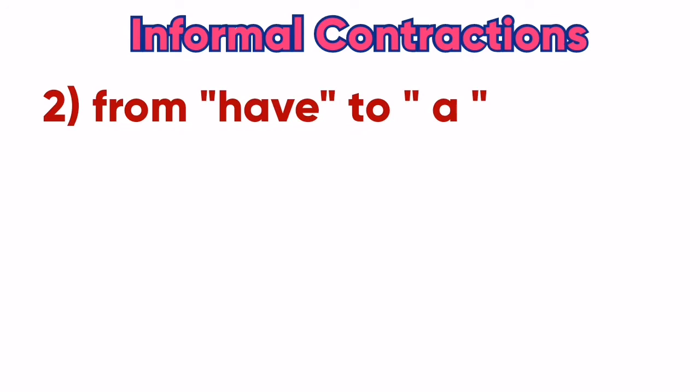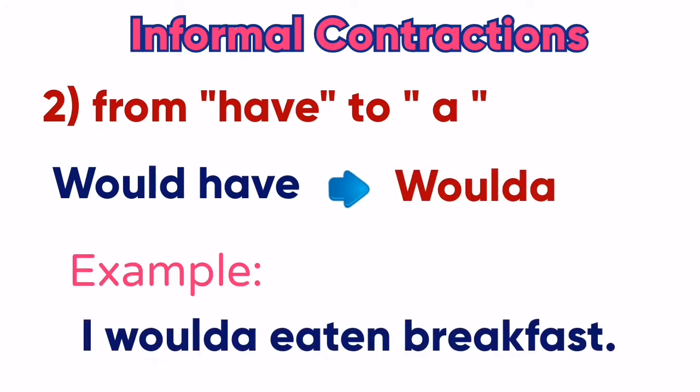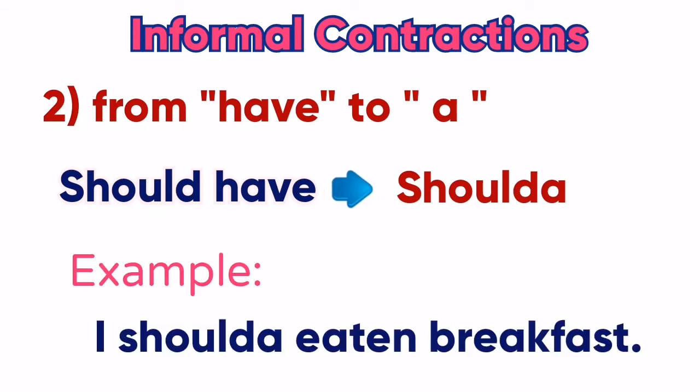From "have" to "a". Would have will be woulda. An example will be, I woulda eaten breakfast. Next we have should have, which will be shoulda. And in a sentence you can say, I shoulda eaten breakfast.